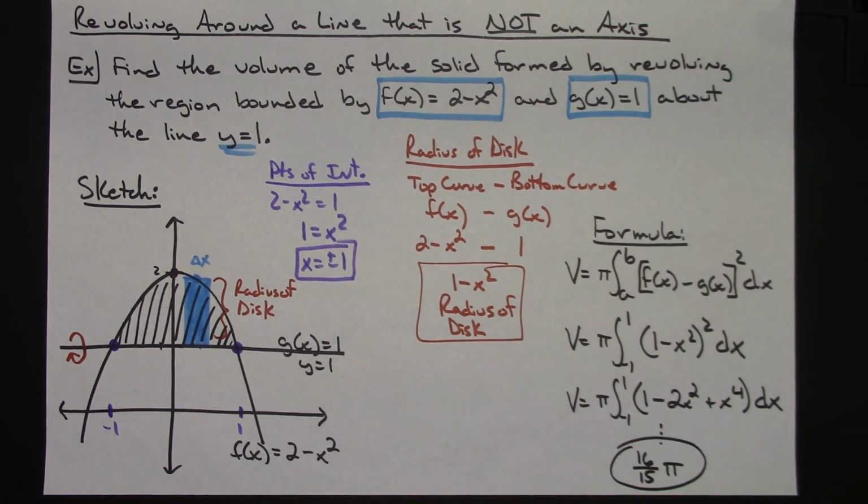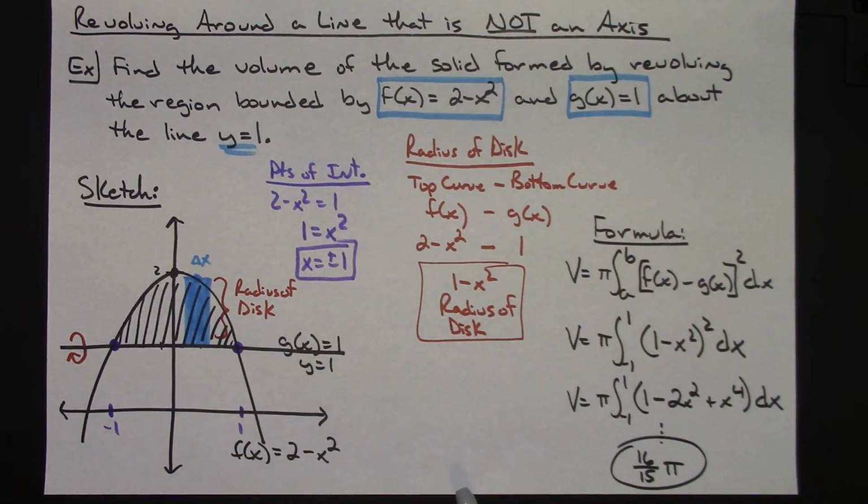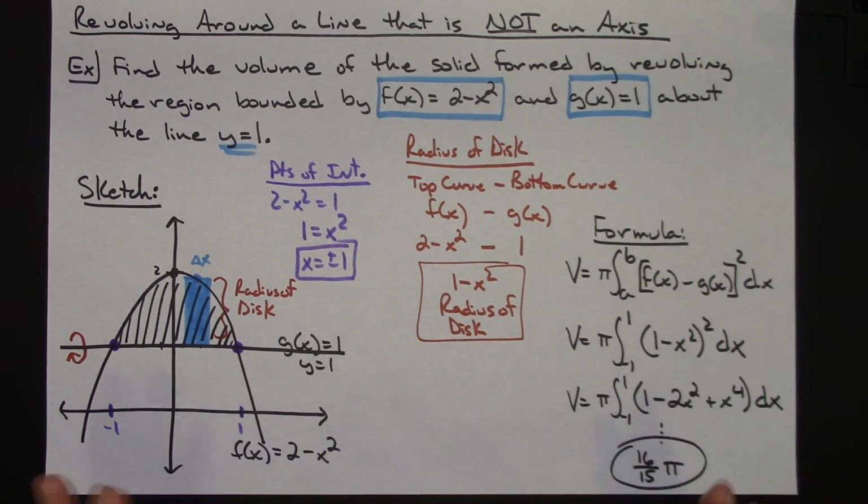Okay. So 3 examples of using the disk method for finding the volume, and we kind of went from easy to medium to hard. Lots of different things. As soon as you start revolving around something that is not one of the axes, then you've got a little bit more effort in finding the radius of that disk. But it shouldn't be too bad.